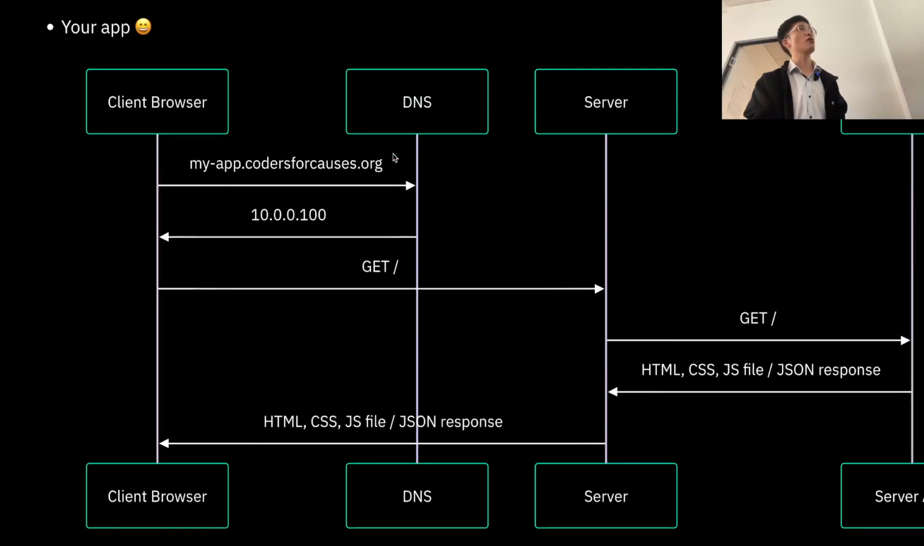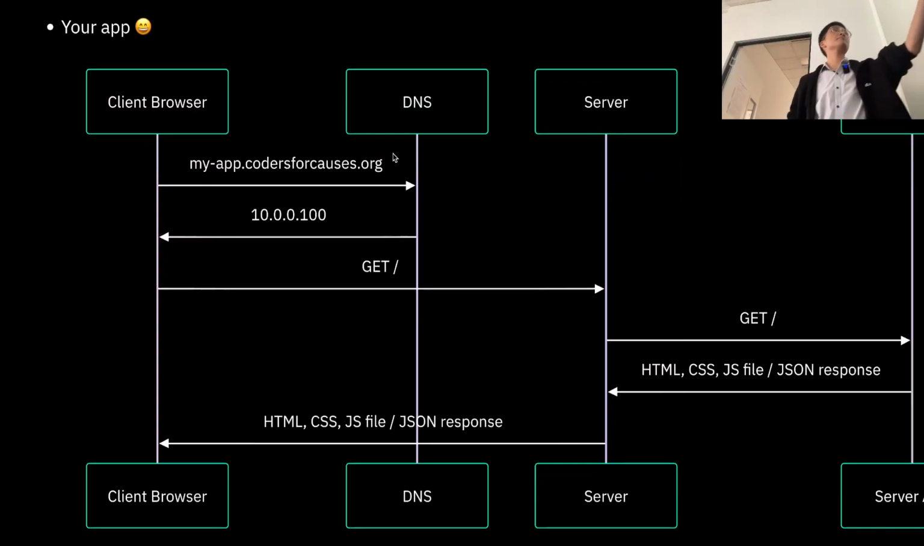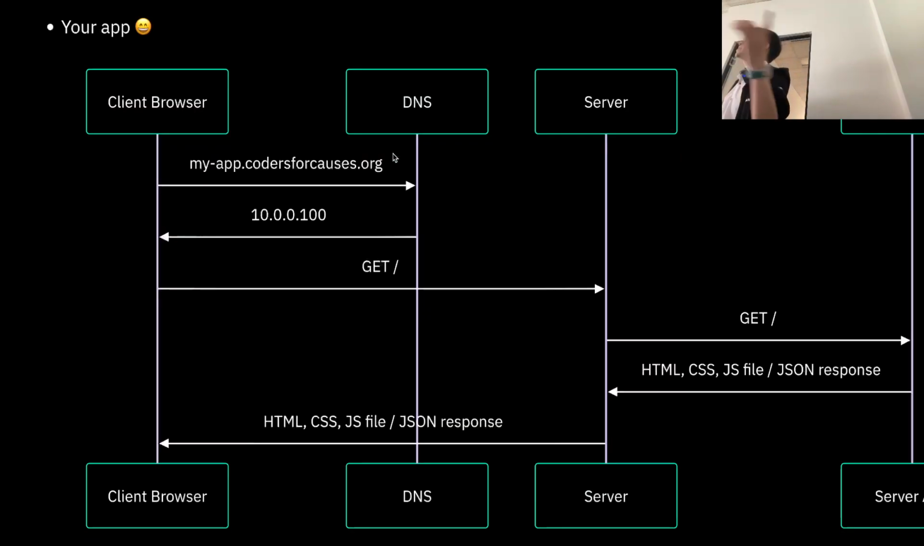Now, how does it all work? When you have your browser right there, you type myapp.codersforcauses.org. Your browser will then contact what's called the domain name system. The domain name system will take a look at myapp.codersforcauses.org, see it in the registry and say, hey, this is pointed to 10.0.0.100. This set of numbers is what's called the IP address.